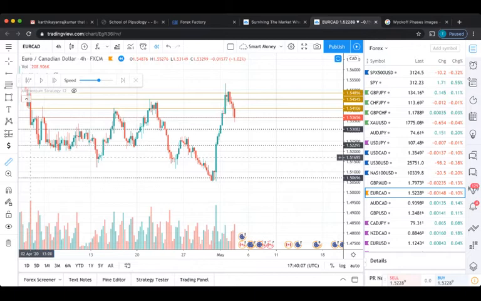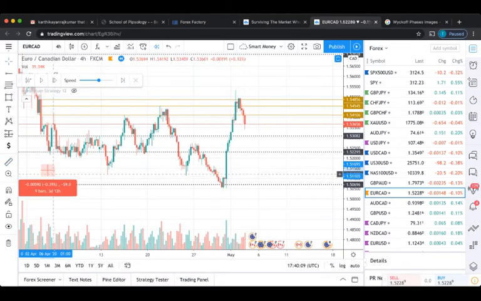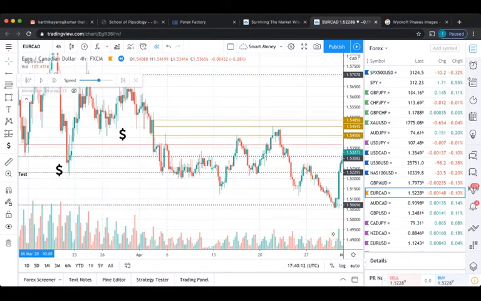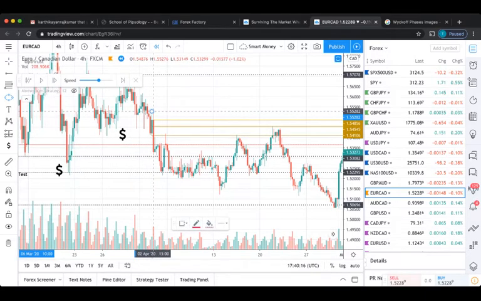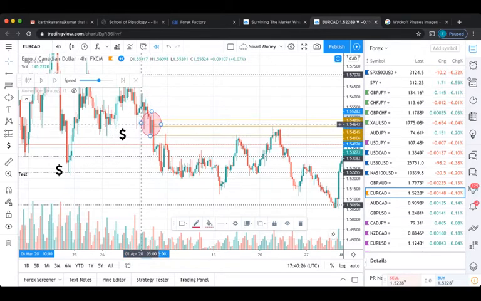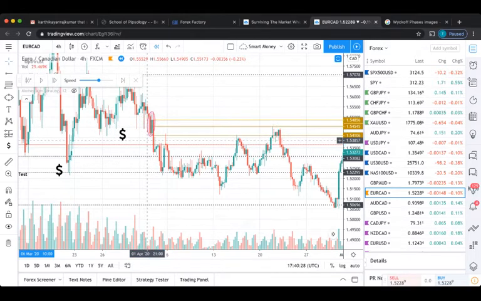And the candle of interest I am talking about, let me get rid of that really quick. The candle of interest I am talking about has been this one right here. A little bit bigger than I wanted it to be, but this green candle right there is your point of interest.